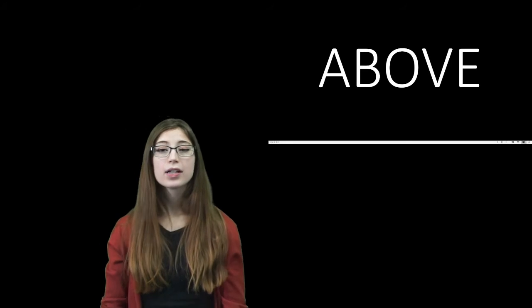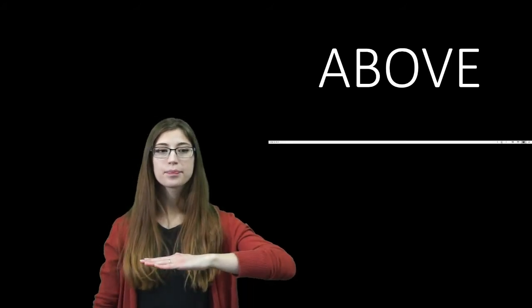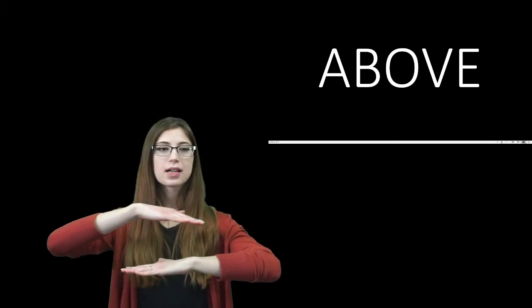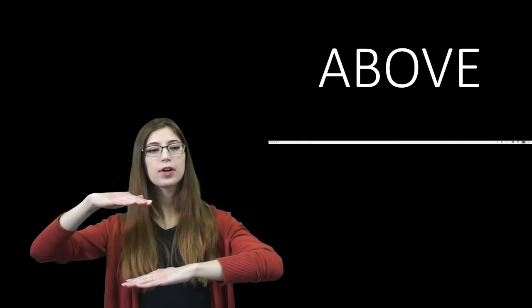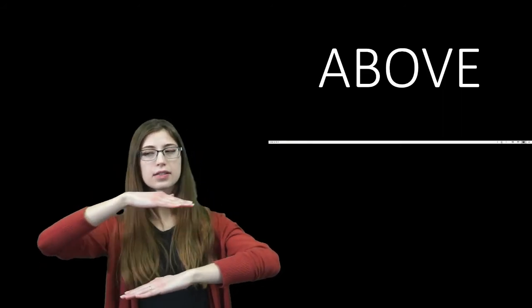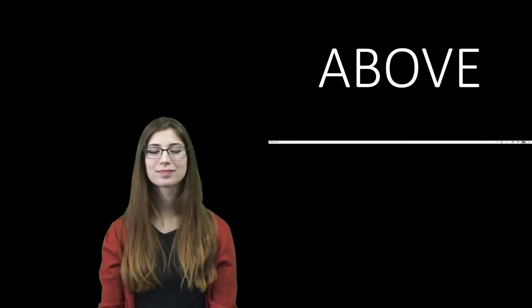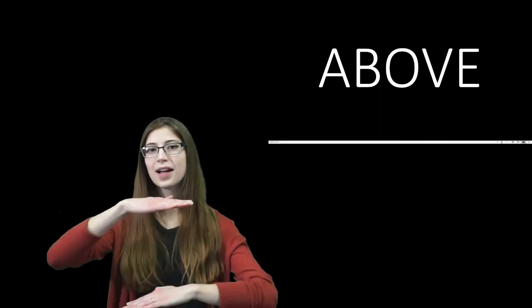Above. So for above, your non-dominant hand is going to go palm down. Your dominant hand is going to move in counterclockwise circles above it. So counterclockwise means going to the right first, then to the left, then to the right, then to the left. Above.